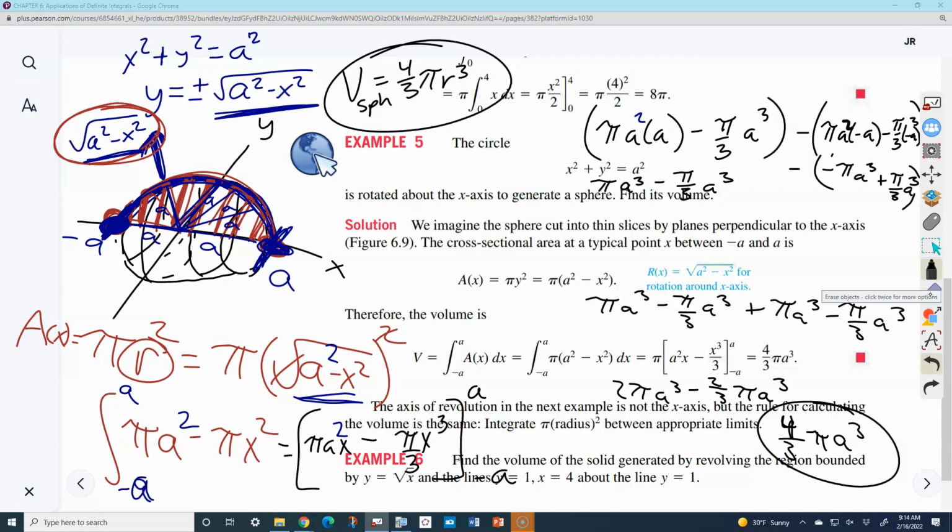So the neat thing about that problem was that we were just able to prove or to derive the formula of a sphere. This is how the formula of a sphere is created. Can I erase this?